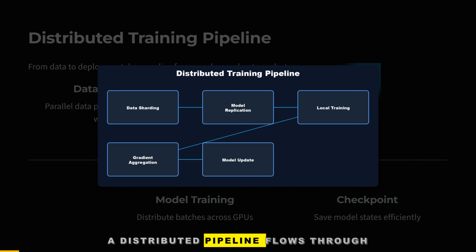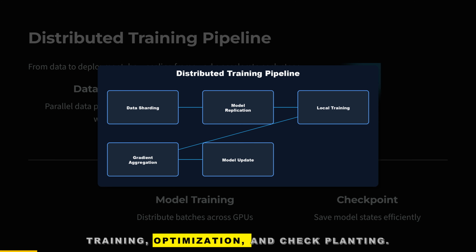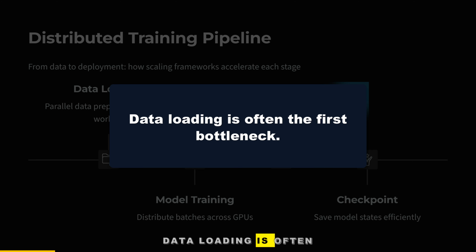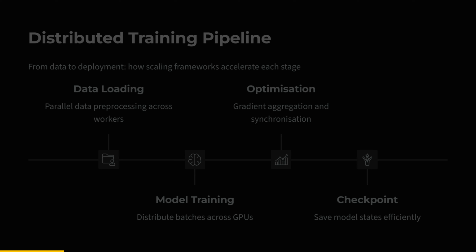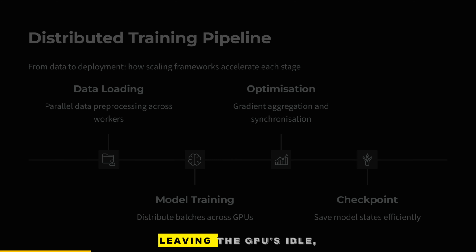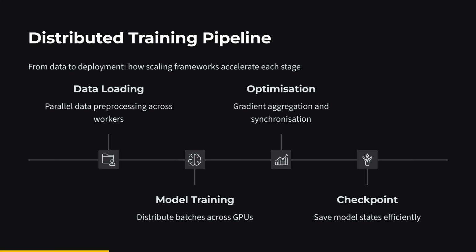Distributed training pipeline. A distributed pipeline flows through data loading, training, optimization, and checkpointing. Data loading is often the first bottleneck. GPUs may process a batch in 30 milliseconds, but the loader may need 40, leaving the GPUs idle, like chefs waiting for ingredients.